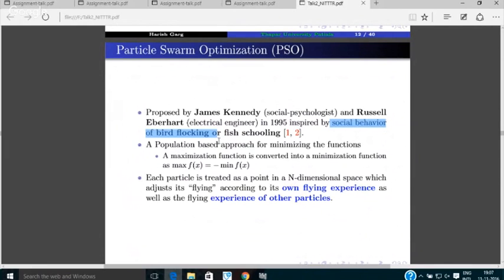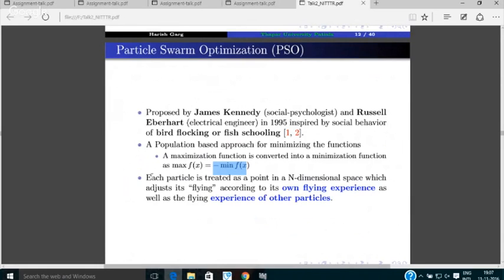Their target is to minimize a function. Moreover, you can maximize a function also. If my function is a minimization, then you can easily convert it to maximization by taking a negative sign, or you can take 1 by f. The reciprocal of that function converts maximization to minimization and minimization to maximization.